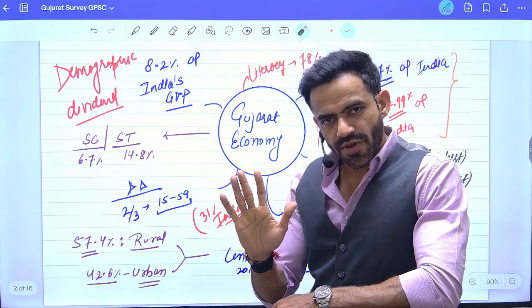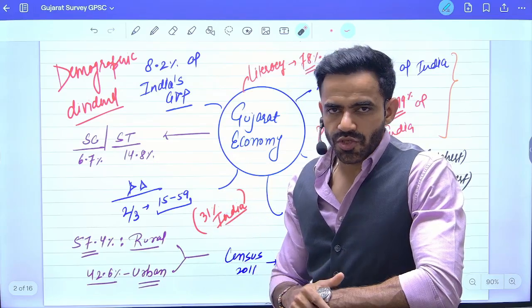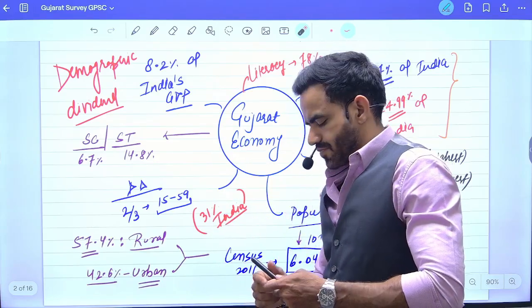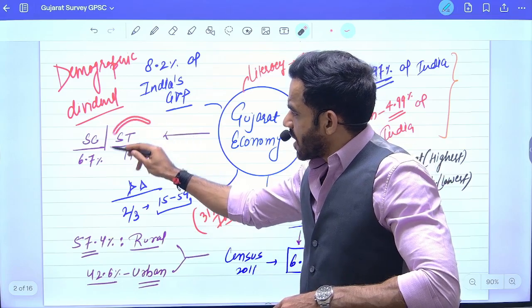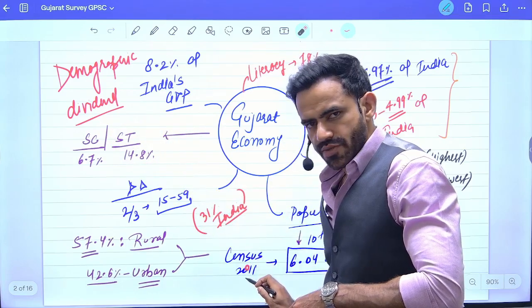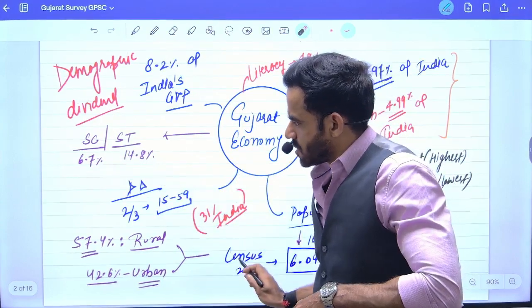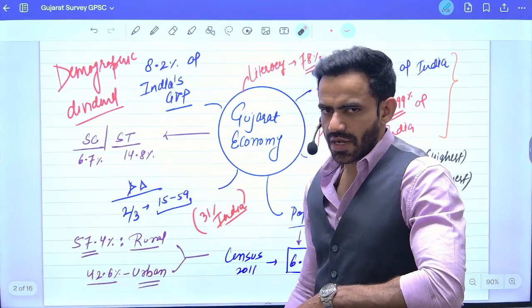Population contribution is 5%, area contribution is 6%, but GDP contribution is 8.2%. The scheduled tribe population of Gujarat is roughly 14.8% of its population, and 6.7% of its population is scheduled caste.